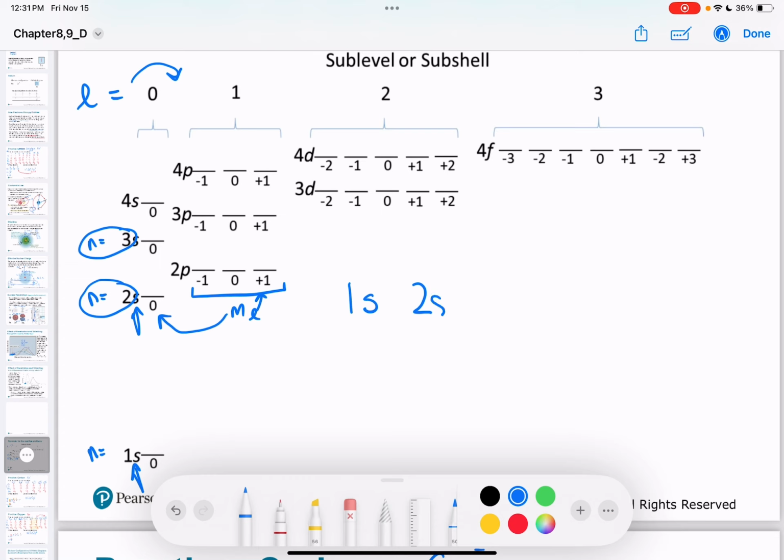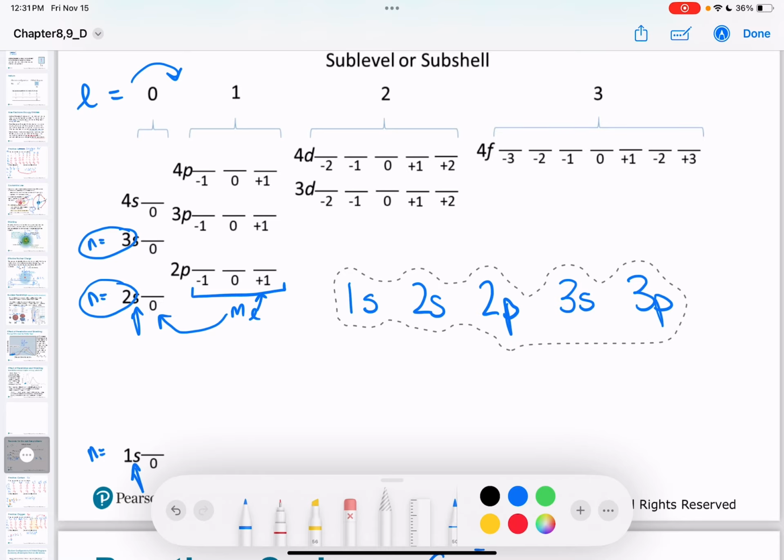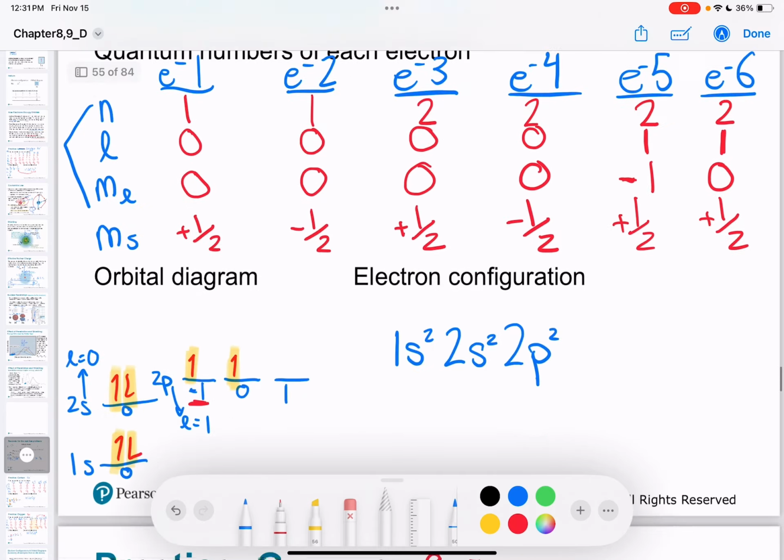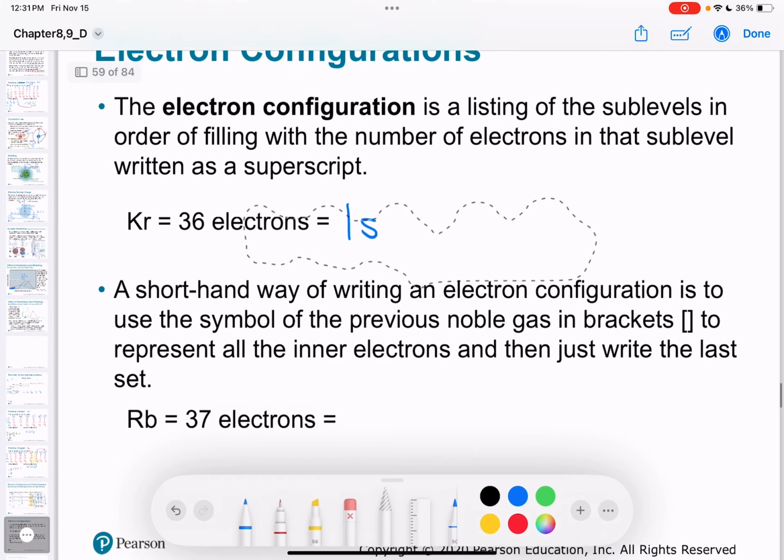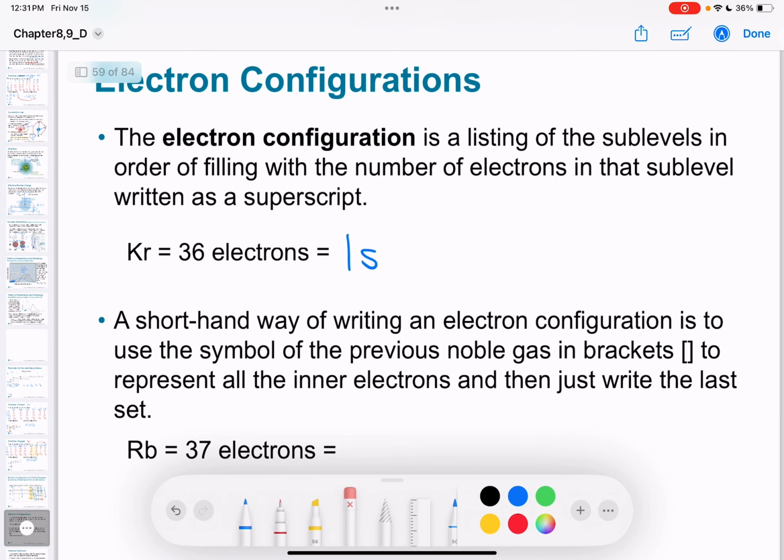So let's just do that actually. 1s, 2s, 2p, 3s, 3p. Okay, that's the highest we should need. So let's just copy that order and bring it down here to write the electron configuration for Kr. Okay. And then we're going to fill them in.